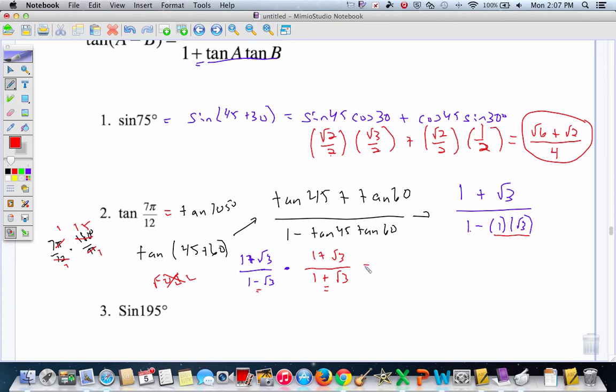If we multiply the denominator by something, we multiply the numerator by the exact same thing. So I'm going to start with my denominator here.